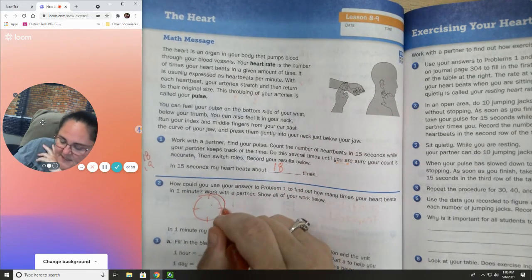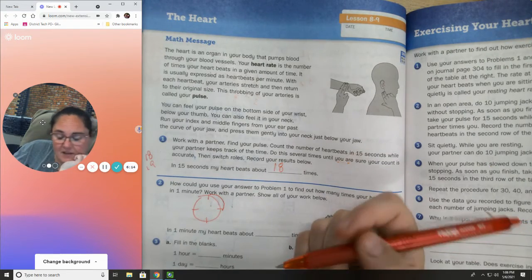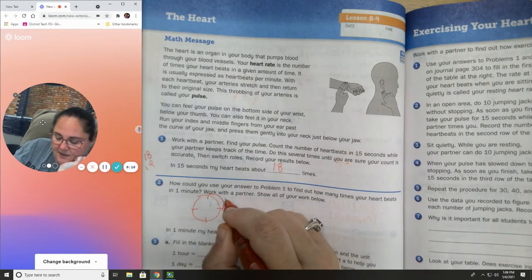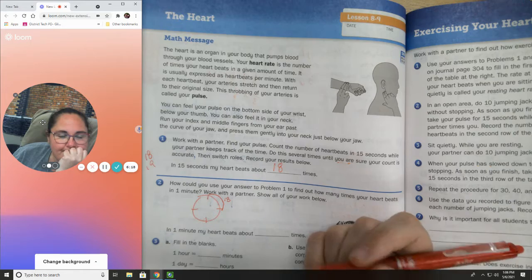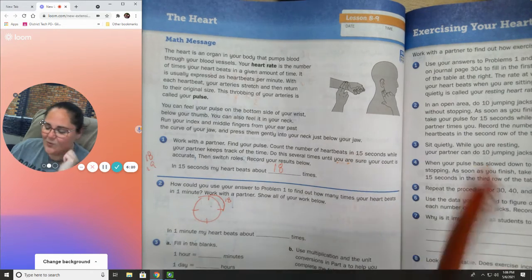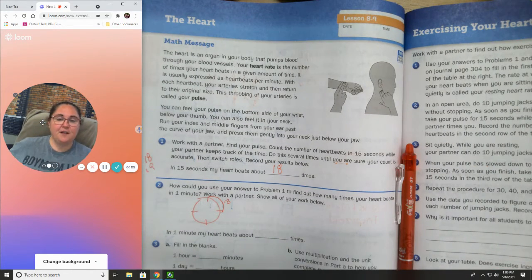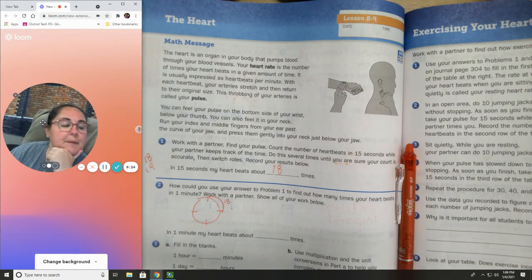This is about 15 seconds. So in this 15 seconds, my heart beat 18 times. What problem can I do to figure out how many times it would beat per minute? What math problem could I use?